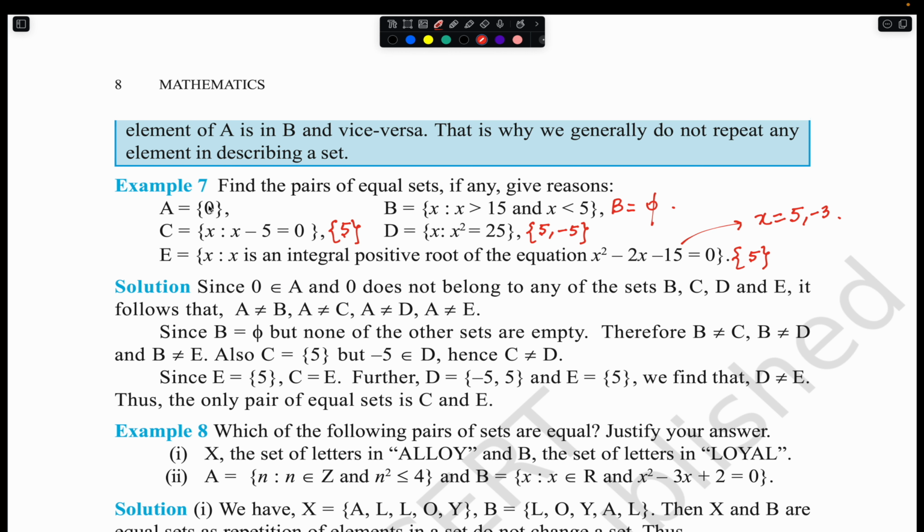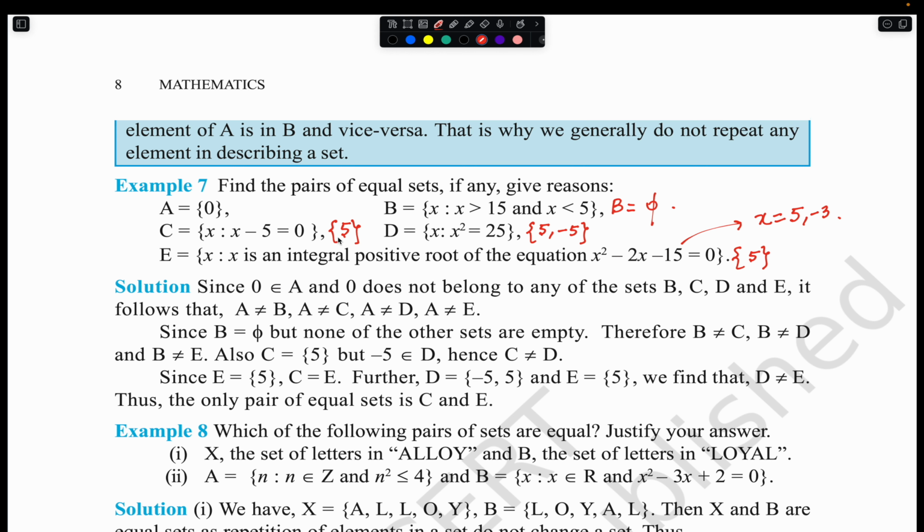A had only one element, 0, but none of the other sets have an element 0 inside it, right? So clearly there is no set that is going to be equal to A. B is a null set, but none of the other sets is a null set. Again, there is no set that is going to be equal to B.